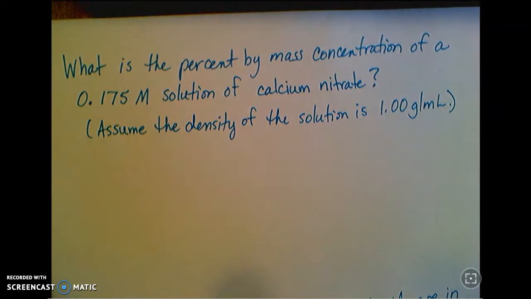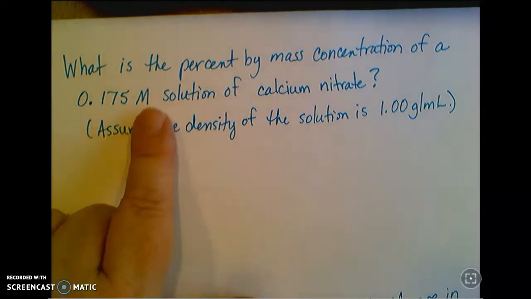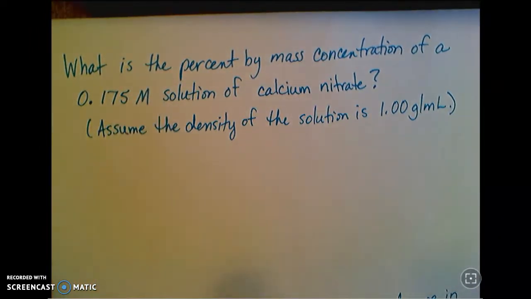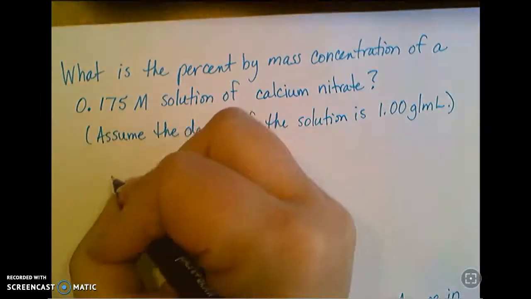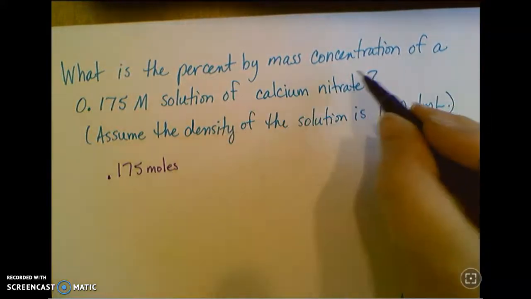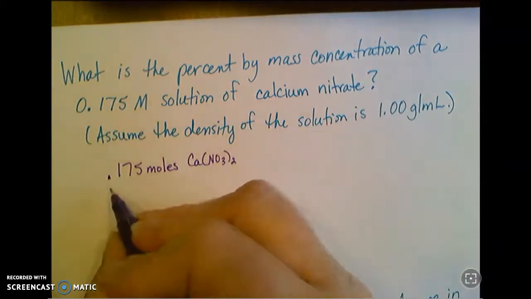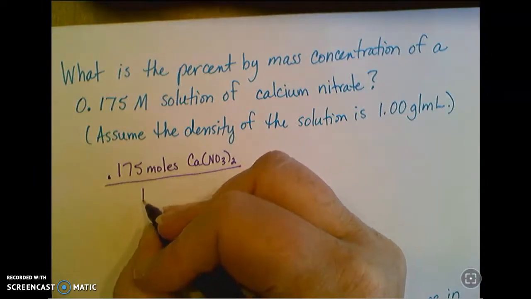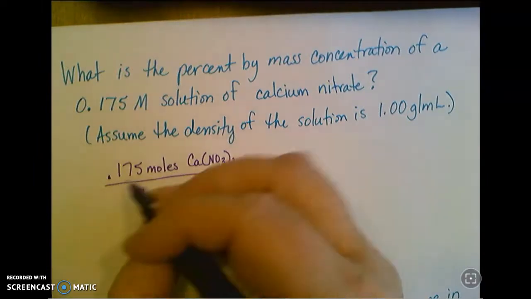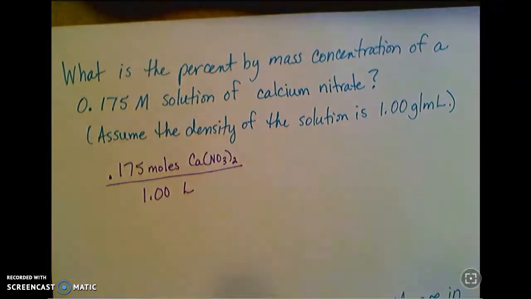So this is a little tricky if you've not seen this or tried to think through it before. So let's think about what we know from this problem. We've got 0.175 molar, and so what is that? 0.175 molar is 0.175 moles of calcium nitrate in 1 liter, and that's exactly 1 liter. I'm going to give it 3 sig figs because that has 3 sig figs. I could give it 20 if I wanted to, but 1 liter of that solution.